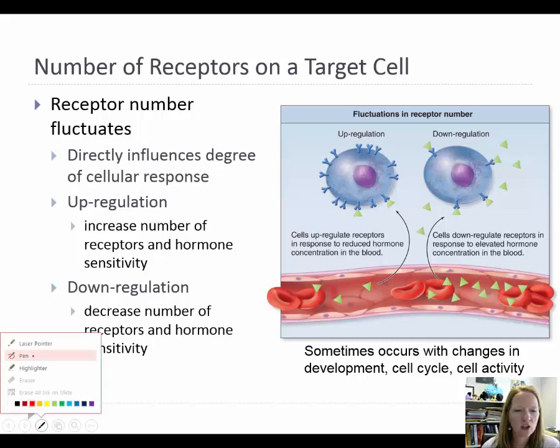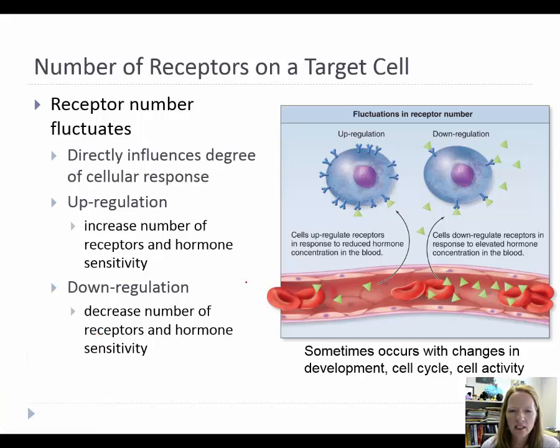All right, so let's take a look at down regulation. Let's see what happens when you have an overabundance of hormones in the blood. At that point, you don't want that cell to be overstimulated. So if you don't want that cell overstimulated, you better take away some of those receptors. And that's exactly what happens with down regulation.